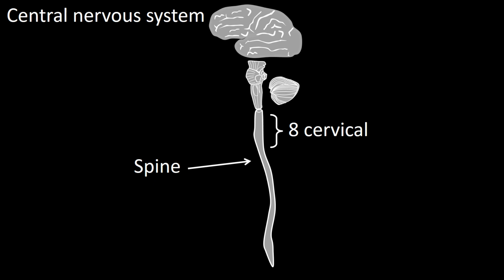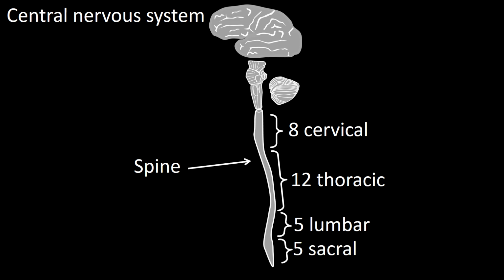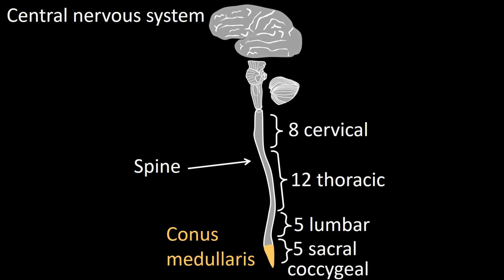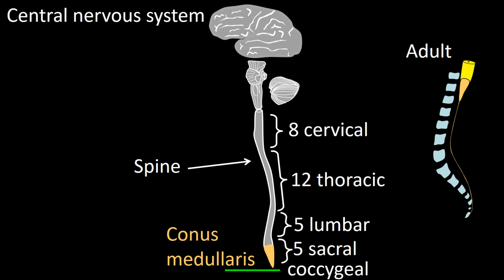In addition to 8 cervical segments, we have 12 thoracic segments, 5 lumbar segments, 5 sacral segments, and 1 or 2 coccygeal segments. The lower part of the spinal cord, where the size of the spinal cord tapers, is called the conus medullaris. The tip of the conus medullaris does not go all the way down to the bottom of the spinal canal. In adults, the tip of the conus ends at about the lower level of L1 vertebra or the upper level of L2 vertebra.